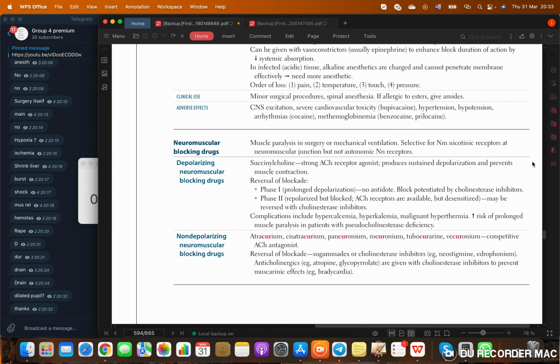So, neuromuscular blocking drugs. Muscle paralysis in surgery or mechanical ventilation. We must paralyze all the body. Why? Guys, this is a guy here. Let's just draw him. That's his diaphragm, that's his legs, and that's his arms. Okay, so that's his abdomen.